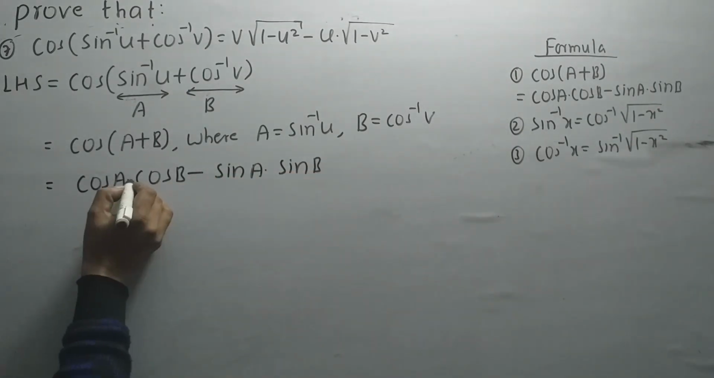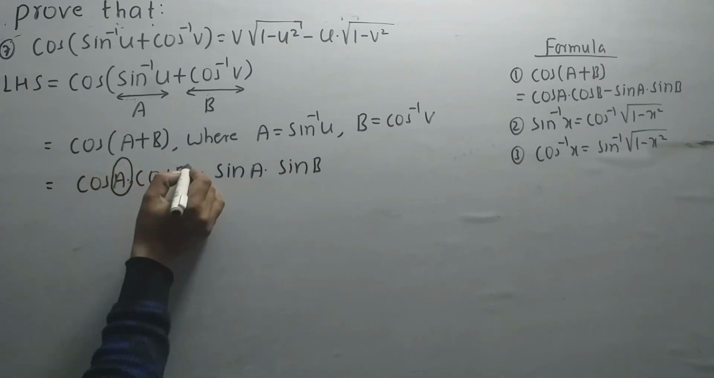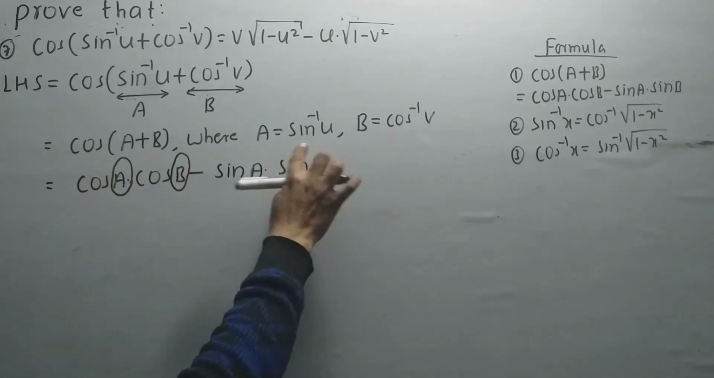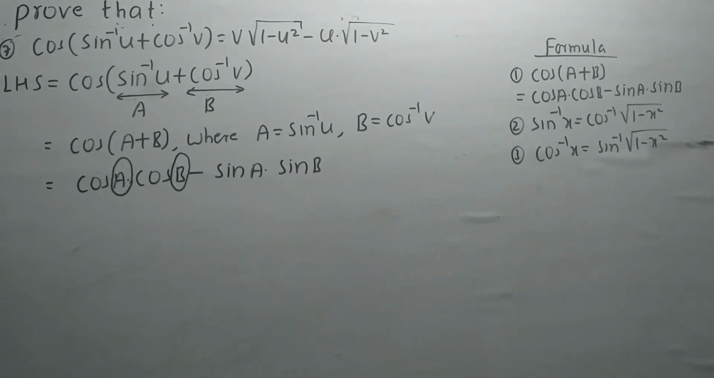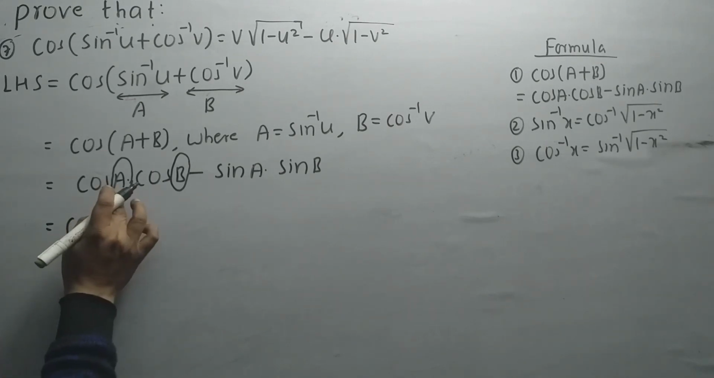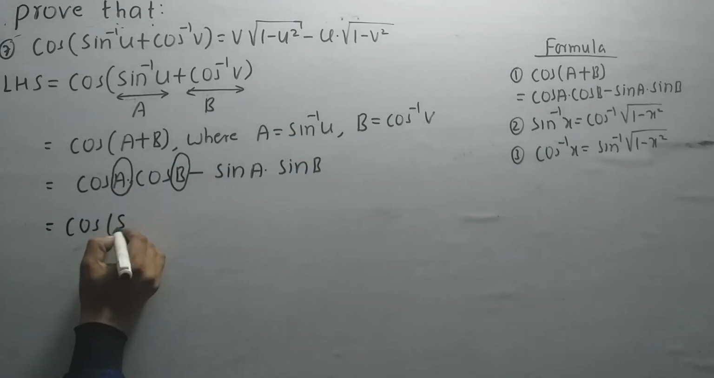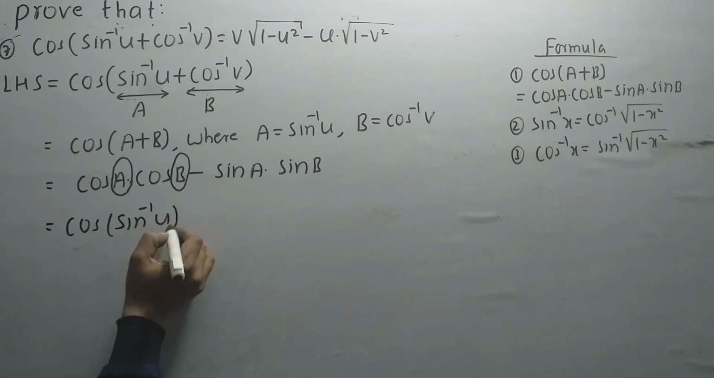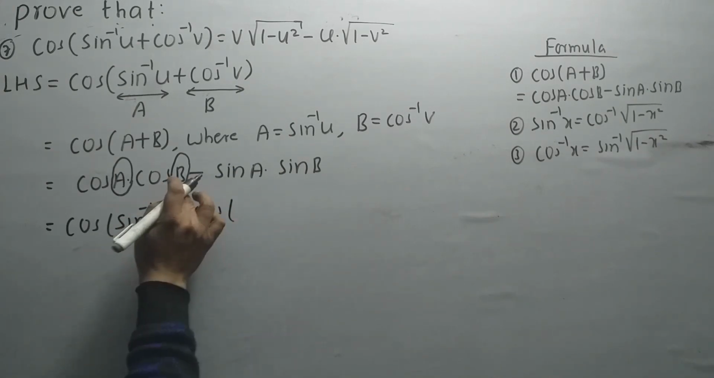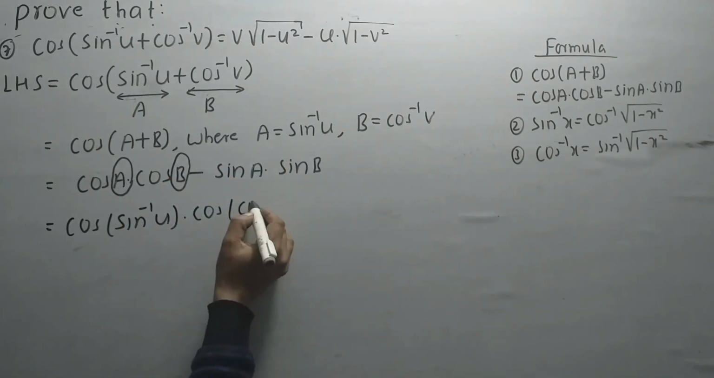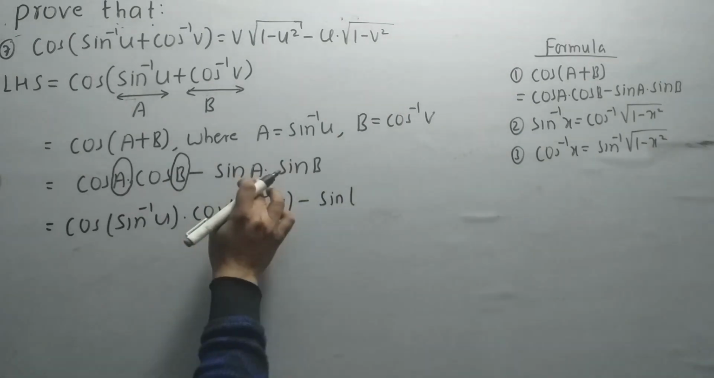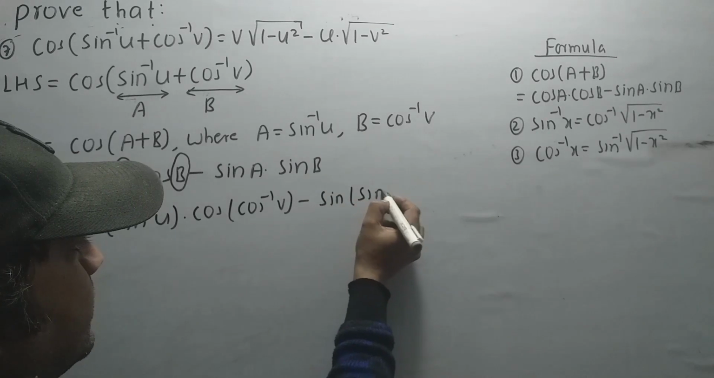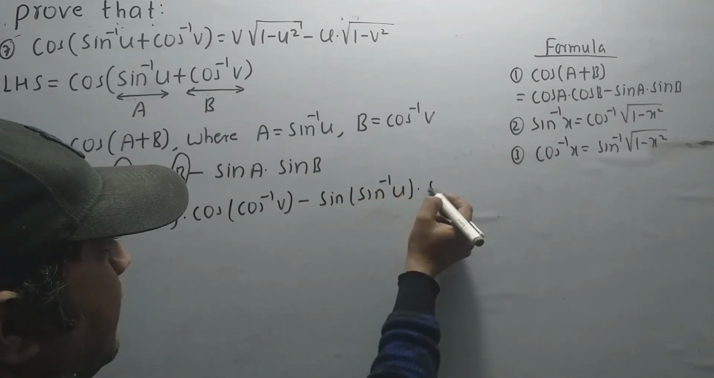After that, in place of angle A you write sin inverse u, and in place of angle B you write cos inverse b. So cos remains the same. In place of A you write here sin inverse u; cos, our B is here cos inverse b. So write here cos inverse b, minus sin. In place of A you write here sin inverse u, times sin.